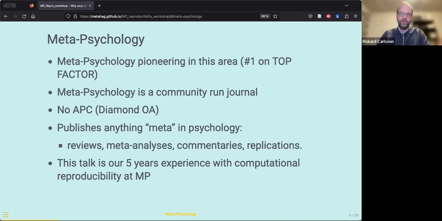And we don't have any APCs. We're a diamond open access journal. That was one of the most important things. It shouldn't cost anything to read what we publish, and it shouldn't cost anything to publish. And we're publishing anything meta in psychology. It could be reviews, meta-analyses, commentaries, replications. And what we'll focus on for this talk is our 5 years of experience with computational reproducibility at Metapsychology.